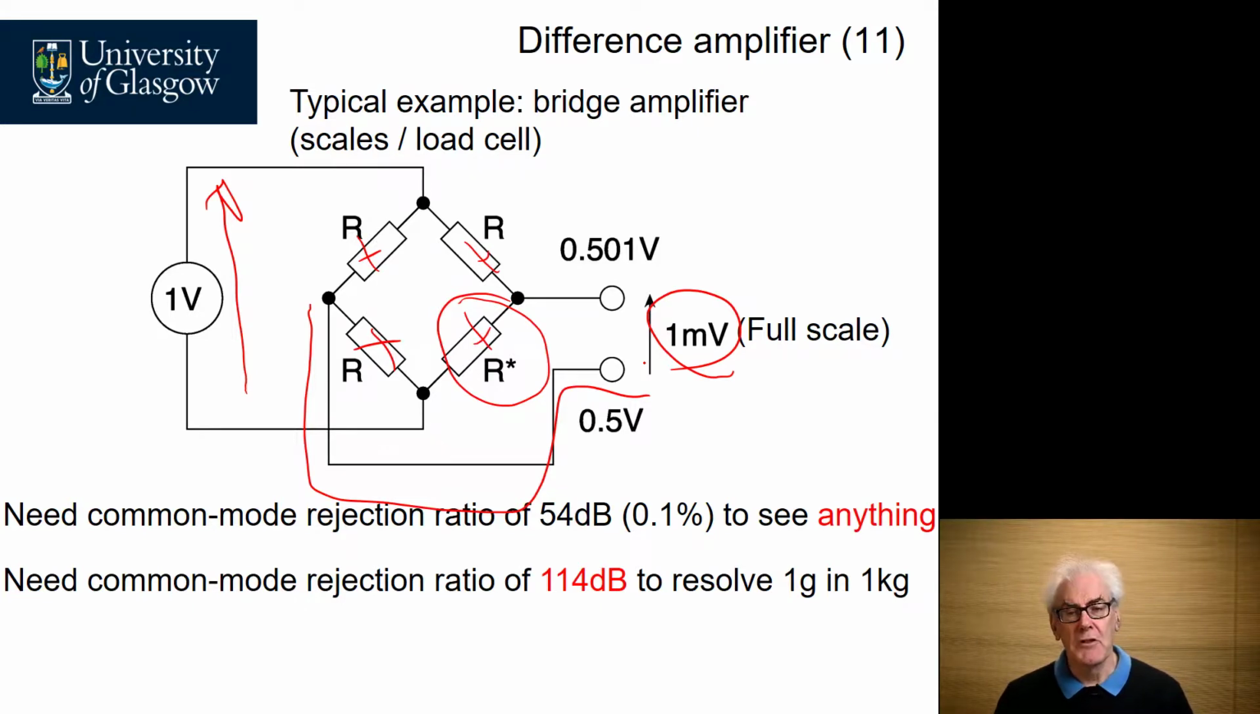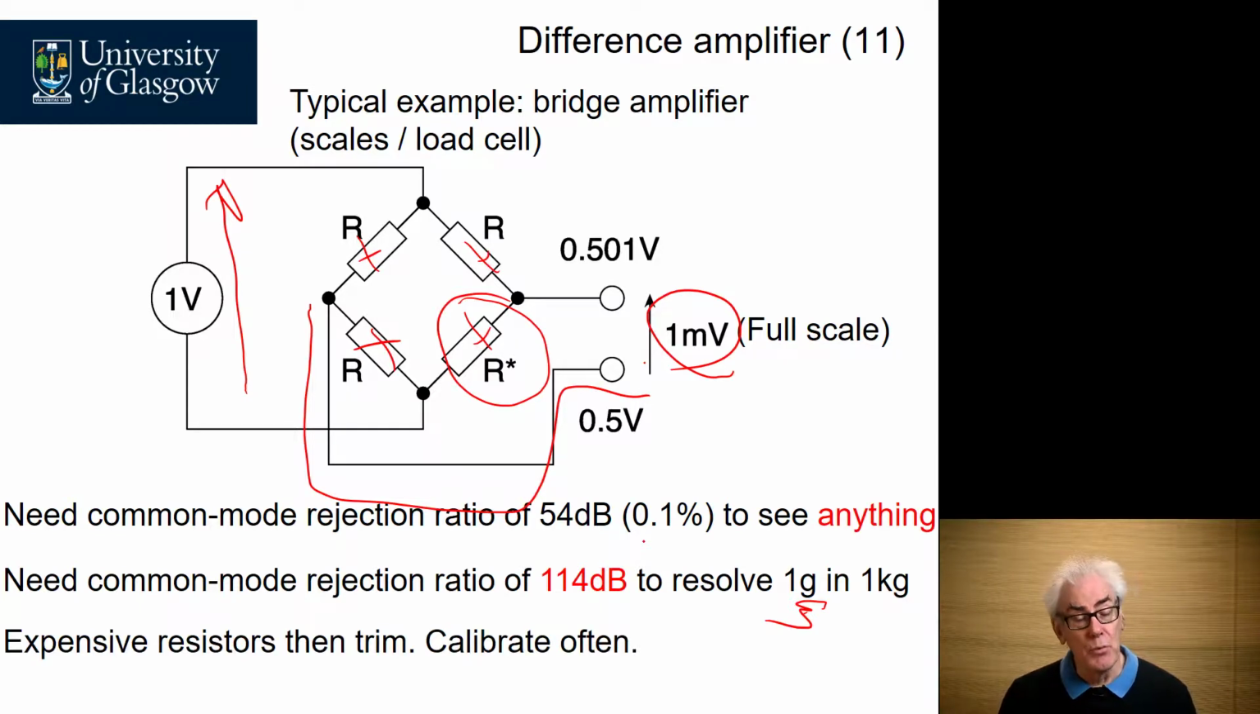But if we wanted to measure, say, with a resolution of 1 gram in 1 kilogram or 1,000 grams, we would need a common mode rejection ratio of 114 dB. In other words, 1,000 times more than the 54 we calculated. And that's beginning to get really, really tough. It would require hugely expensive resistors, then they would have to be trimmed, and then we would need to calibrate the circuit, and we'd need to do that regularly. And that is not a workable solution for mass-produced electronic products.